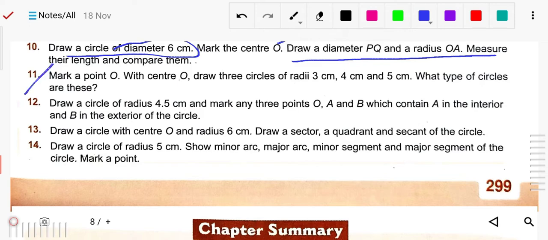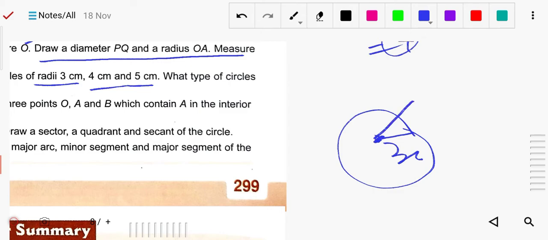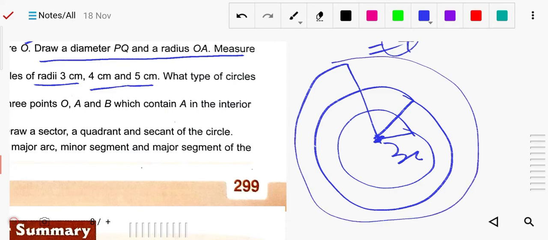Now in question number 11, mark point O as the center, and there are 3 radii given. It means you have to draw concentric circles. So one circle should be 3 centimeters. Again, one radius you have to take as 4 and draw one circle. Again one of 5 and you have to draw it. This is the 4 and this is the 5, and all have the same center.